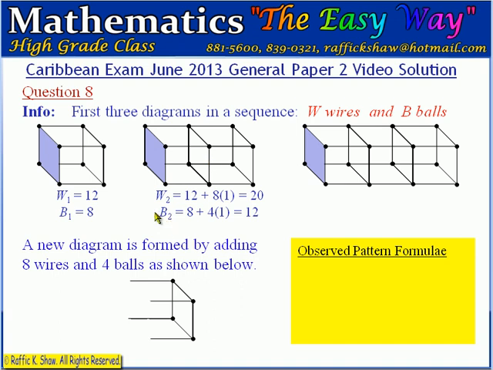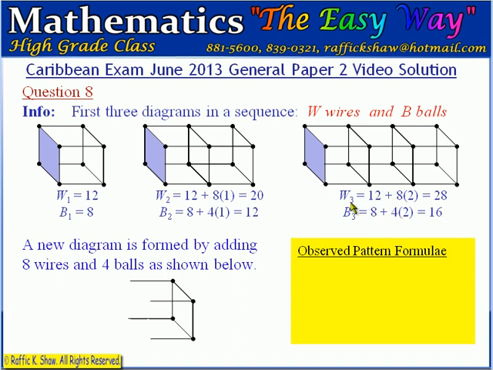And then the number of balls in the second diagram is equal to 8 balls from the first diagram plus the 4 balls that were added. And the 1 here means that the 4 balls were added once. And so the total number of balls in this second diagram is 12. The formula for the third diagram, or the number of wires and number of balls in the third diagram, can be derived in a similar way.